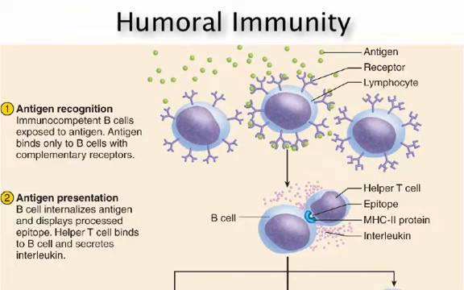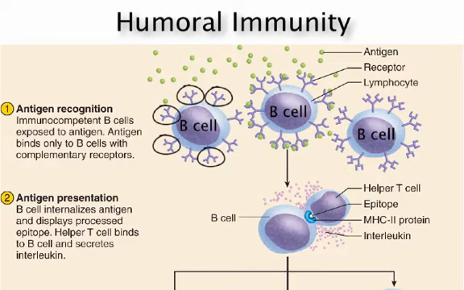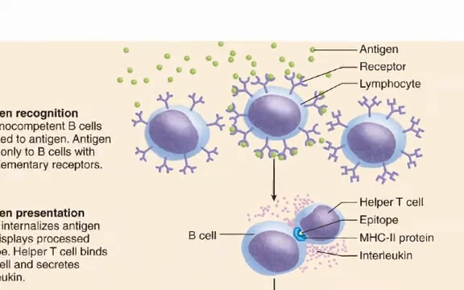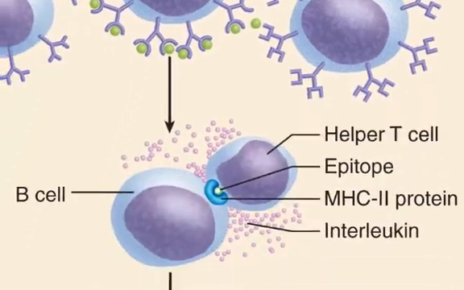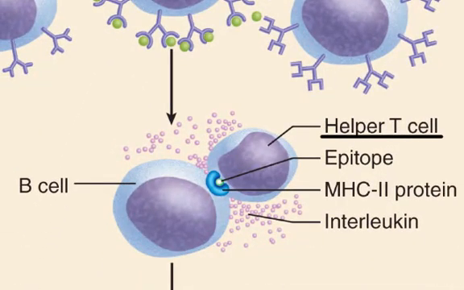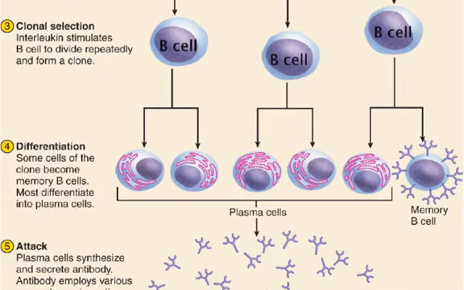An immunocompetent B cell has thousands of surface receptors for one antigen. B cell activation begins when an antigen binds to several of these receptors, links them together, and is taken into the cell by receptor-mediated endocytosis. In most cases, a helper T cell binds to the complex and secretes interleukins that activate the B cell. This triggers clonal selection of the B cell.